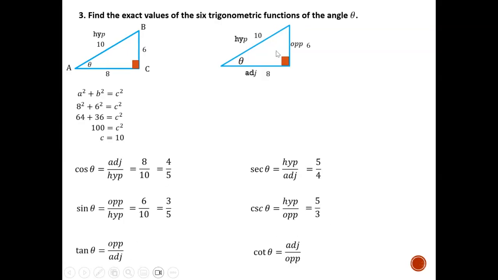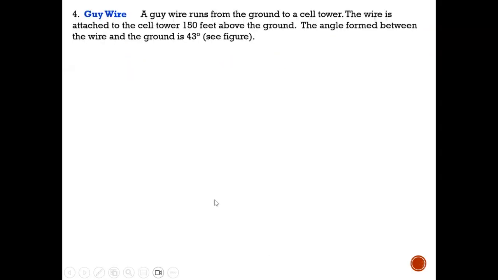The tangent is opposite over adjacent, which will be 6 over 8, which will give us 3/4. So when we find the tangent, we also find the cotangent, which will be 4 over 3. That's how you solve a right triangle. Okay, now, here's number 4.